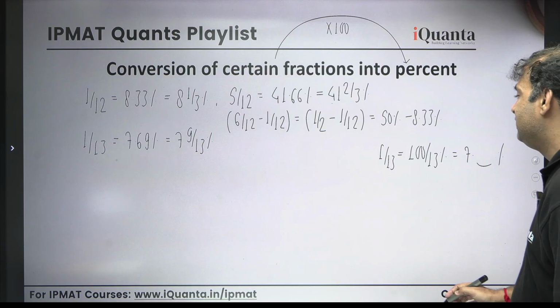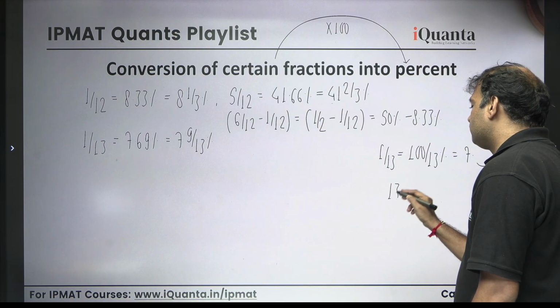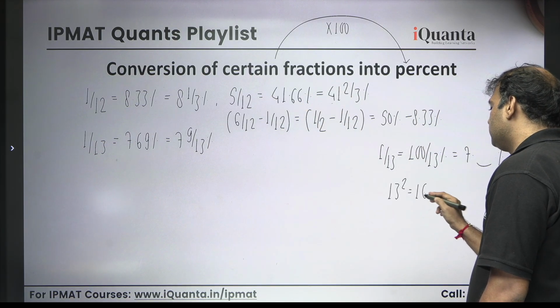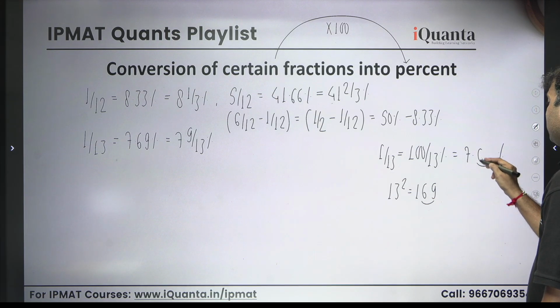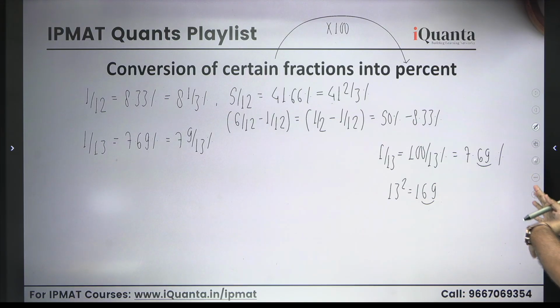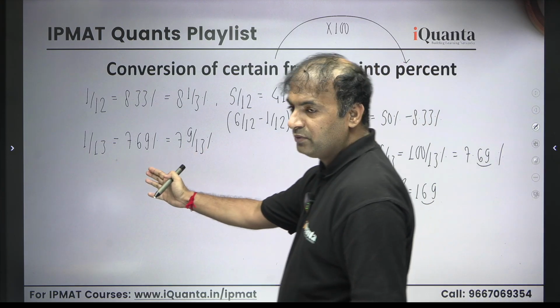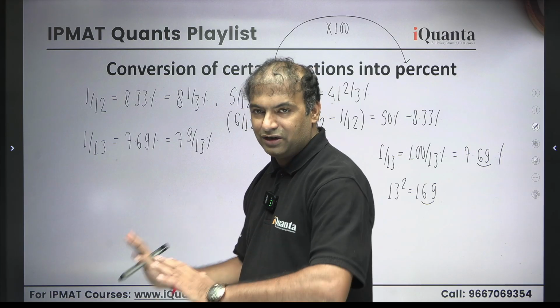What is the trick? See guys, we are doing 1 by 13, right? So let's find the square of 13. 13 square, I'm sure we all know, is 169, right? So the last 2 digits of 169 will come into the decimal part of this. This is the trick I was talking about. The last 2 digits of the square of 13 become the decimal part of this percentage conversion. So this is how you can remember this conversion. And remember again, guys, this is just a trick to remember. This is not a logic, right?